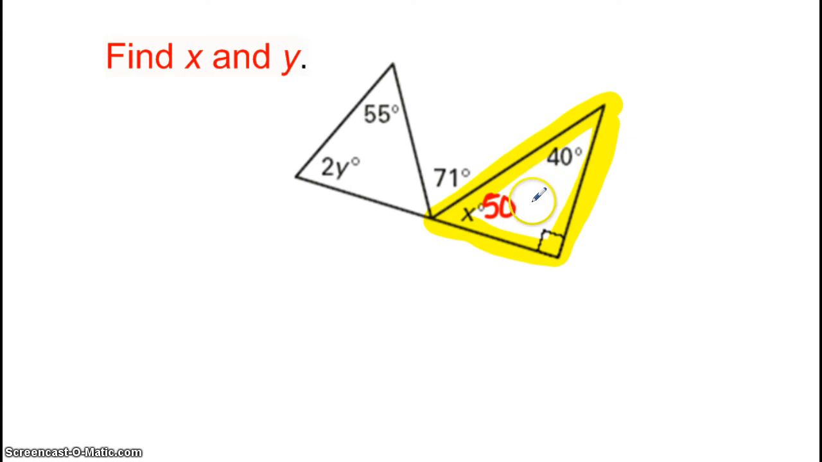Okay, now, there's a couple ways that you could go about getting y. And again, everybody sees these differently. I'm just going to use the exterior angle theorem. You may not see it like that, but that's okay. But what I notice here is in this triangle, I have this triangle.